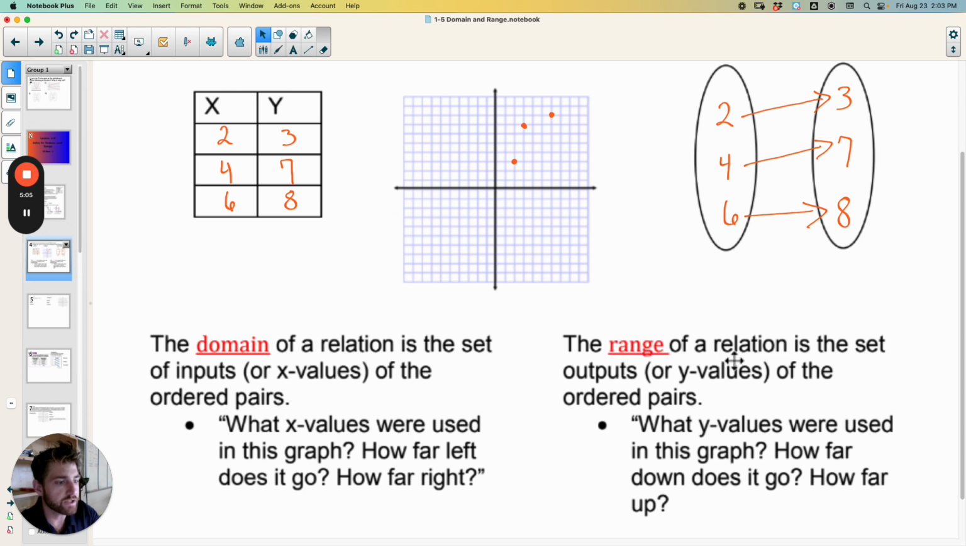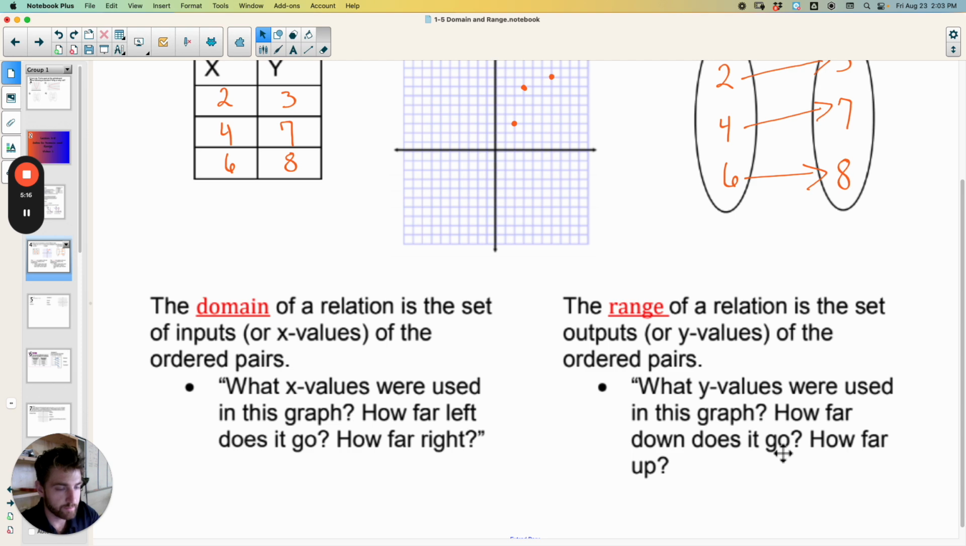And then the range of the relation is the set of outputs, or y values, of the ordered pairs. So what y values were used in this graph? How far down does it go? How far up does it go?